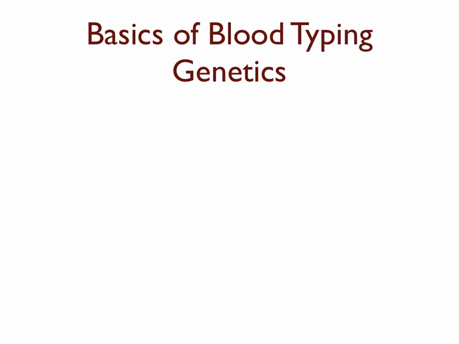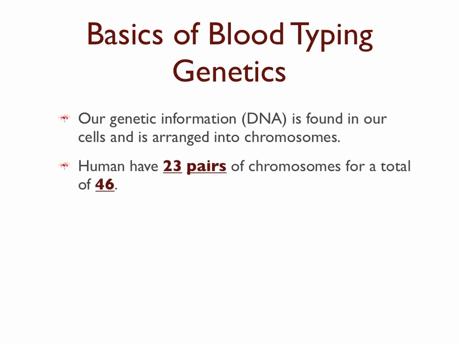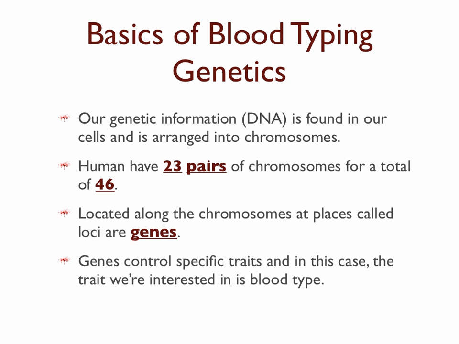Remember that all of the cells in our bodies contain genetic material, or DNA, which is confined to the cell's nucleus. The DNA in those cells can be arranged into dark staining structures called chromosomes, and humans have 23 pairs of chromosomes, or 46 total chromosomes in each cell. Located along each chromosome at places called loci are genes. And remember that genes are important because they control specific traits, and in this case the trait we're interested in is blood type.